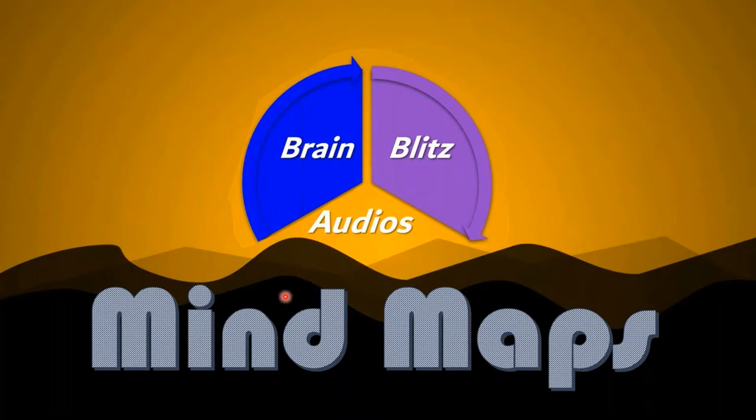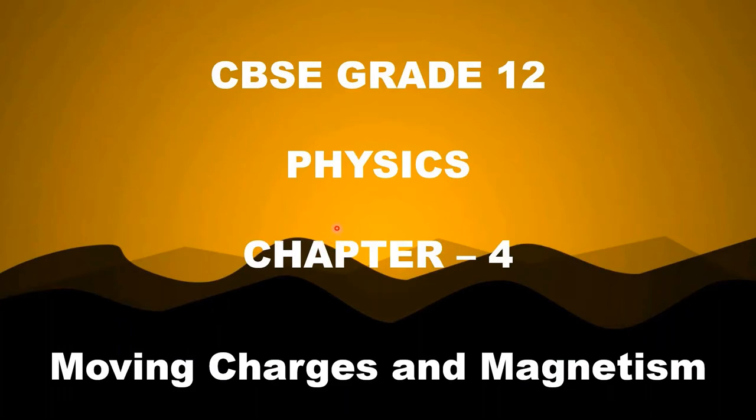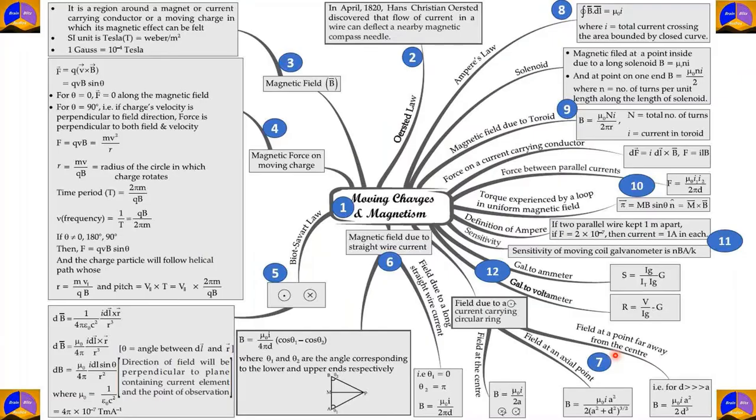In this episode of Mind Maps, we'll be dealing with the fourth chapter in the physics syllabus of grade 12 CBSE. The name of the chapter is Moving Charges and Magnetism. This video is basically a revision. So we've enlisted the help of a mind map to complete our objective. Mind maps are great at last minute revisions.